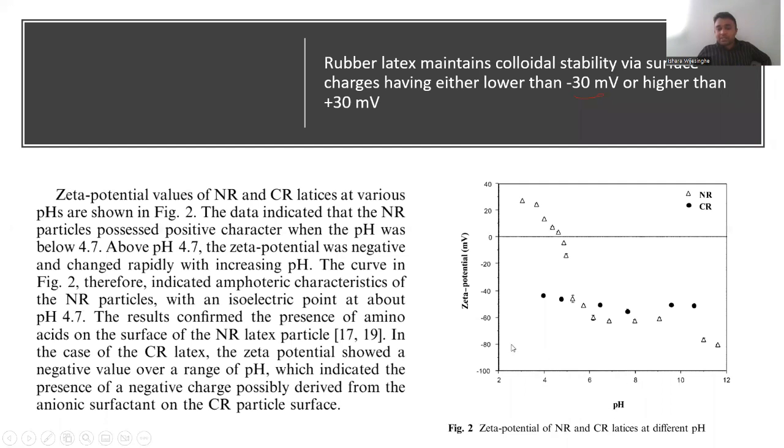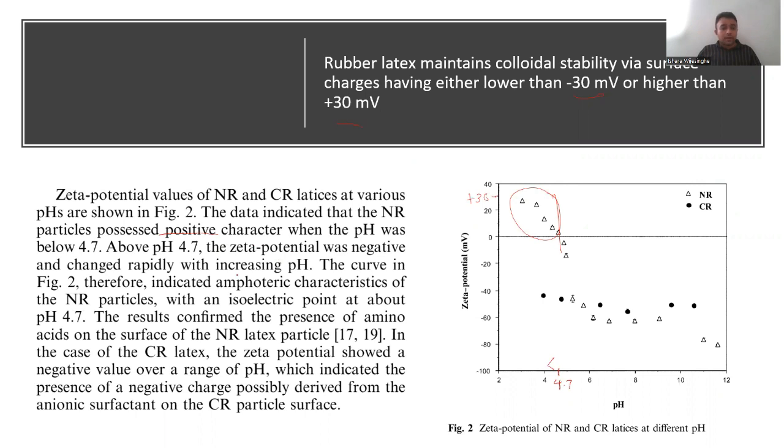You can see the pH is here, zeta potential is here. The data indicated that the NR particle possessed positive character when pH was below 4.7. Below 4.7, NR shows positive character, right? Here minus plus 30. But positive character below plus 30 means not stable, right? Keep it in your mind.